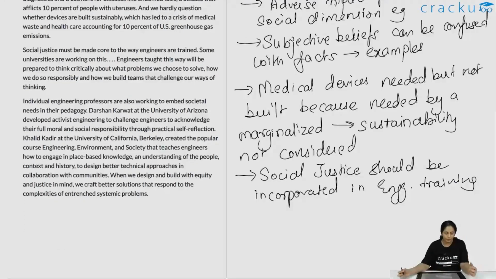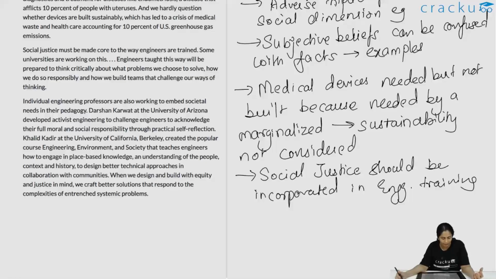Individual engineering professors are also working to embed societal needs in their pedagogy. Darshan Karwat at the University of Arizona developed activist engineering to challenge engineers to acknowledge their full moral and social responsibility through practical self-reflection. Khalid Kadir at the University of California, Berkeley created the popular class Engineering, Environment and Society that teaches engineers how to engage in place-based knowledge and understanding of the people, context and history to design better technical approaches in collaboration with communities.